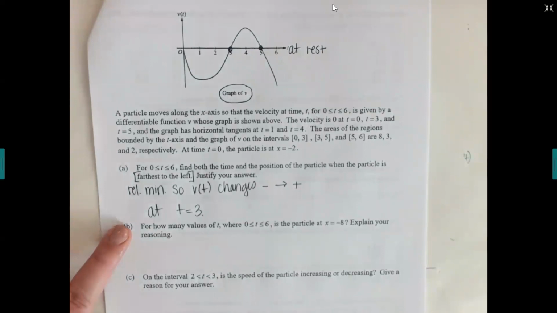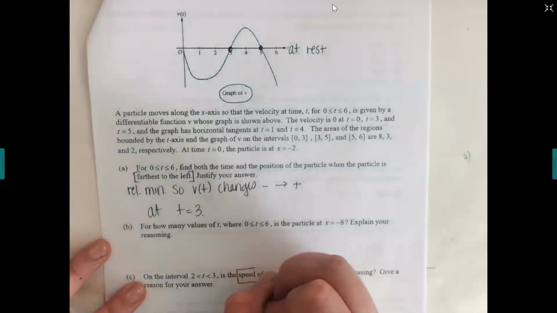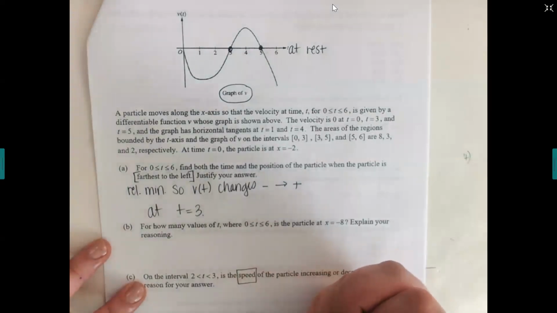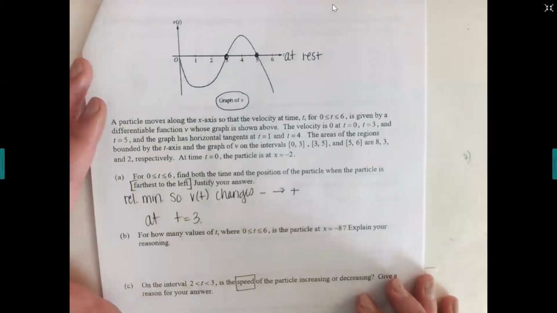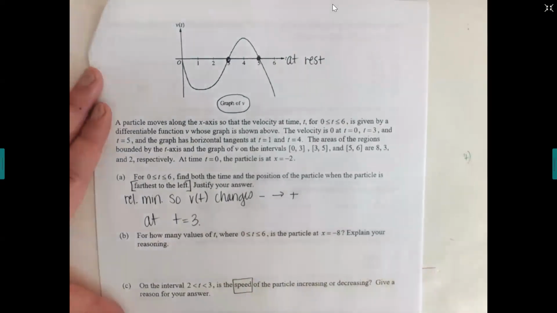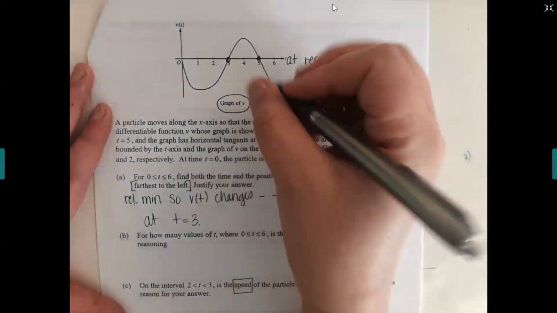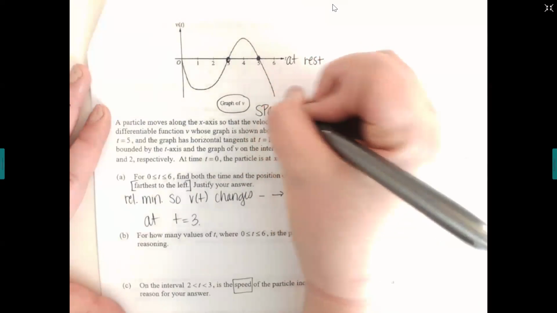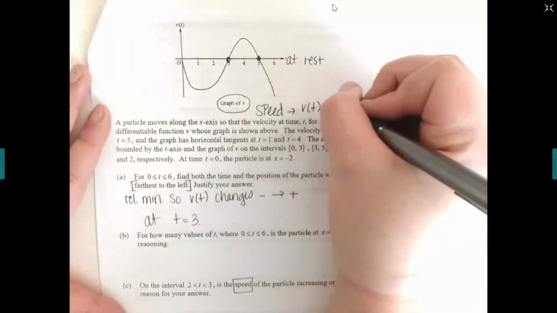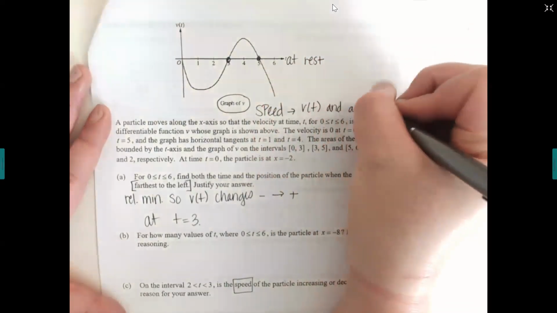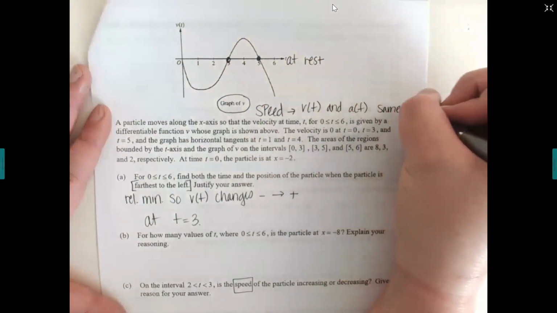Okay, all right, next question. Let's skip B for a second. We'll come back to it, go to C. C is asking you about speed. Do we remember how to check if speed is increasing or decreasing? What do we need? The velocity and the acceleration. What about them? They have to be the same sign. So they could both be positive, but they could also both be negative. So for speed, you need velocity and acceleration to have the same sign.